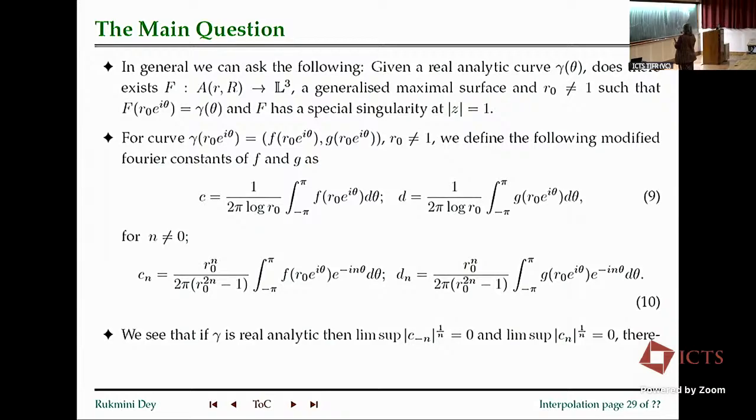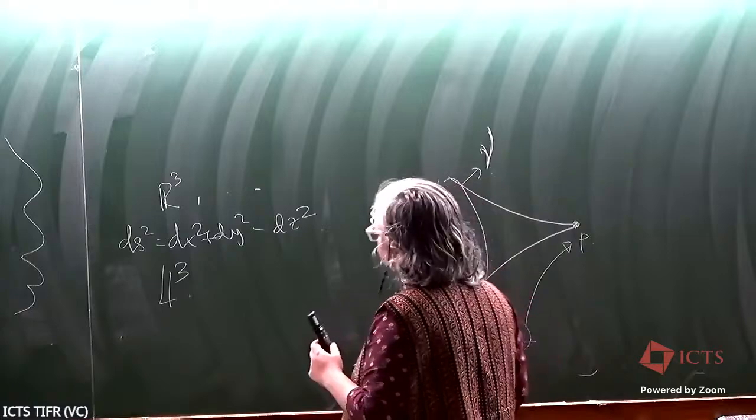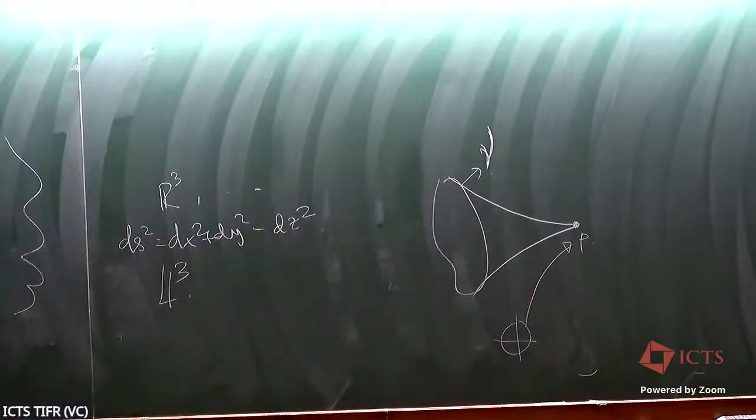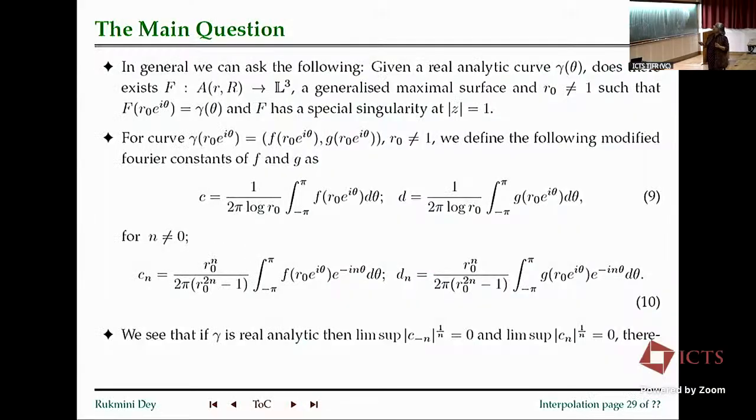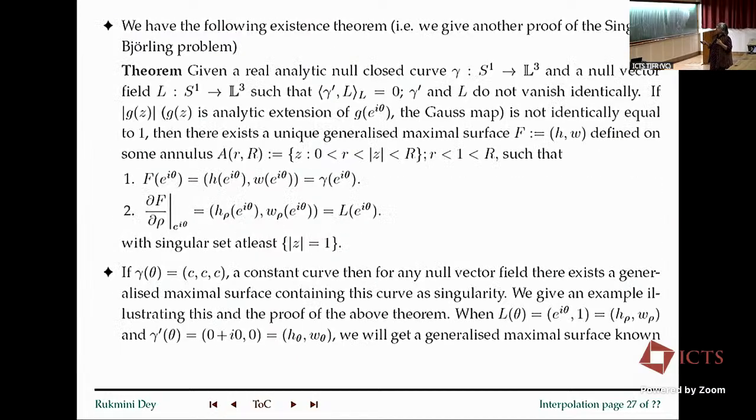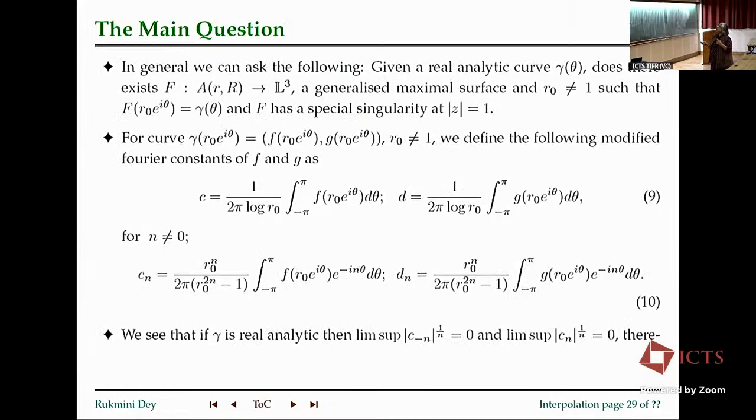So basically this problem: I have an arbitrary curve gamma. Is it arbitrary? We have to find what is the condition on gamma, and there's a point P here such that the mod z equal to 1 was there, and this is a null curve. So we do modified Fourier constants of f and g. I first write, sorry, where is gamma? Gamma of R naught e to the I theta is f and g. I write it like this.